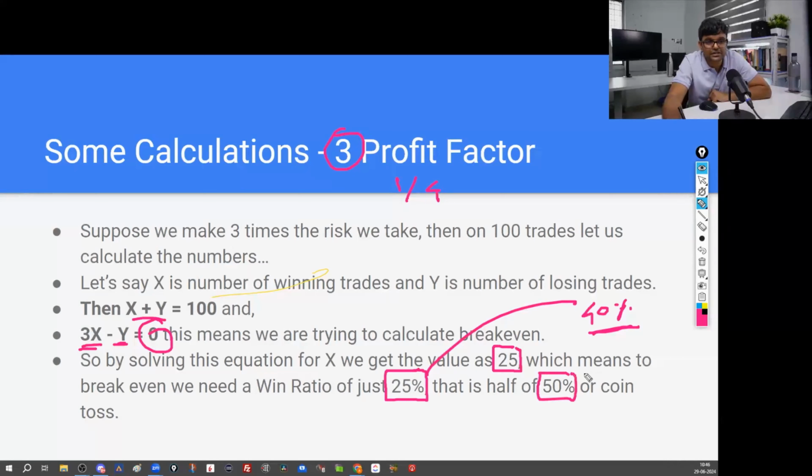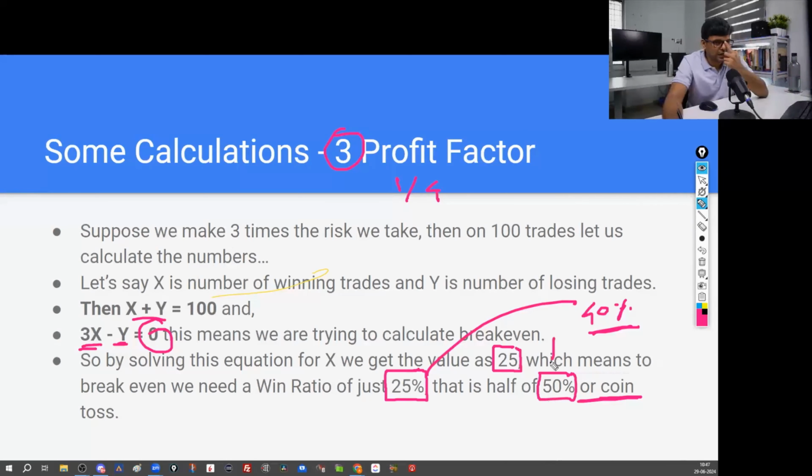But increase this 25 to 40% and you will be consistently profitable. Make it 50%, which is a coin toss, and over the long term, you will become incredibly rich. And that long term is not like 50 years. No. A reasonable amount of time. 1 year, 2 years, 3 years, if you follow this particular method, if you have a 3x winning trade and you are winning 50% of the time, you will be consistently profitable.